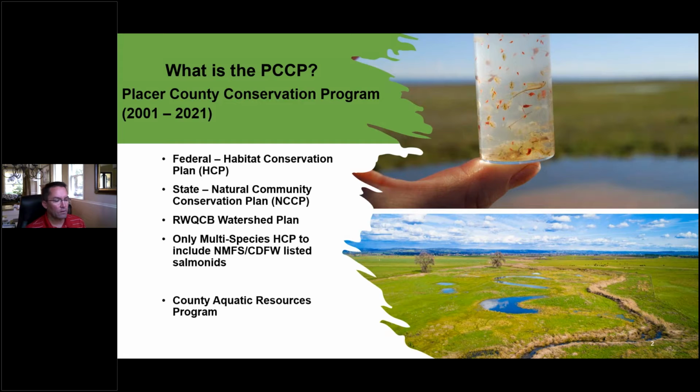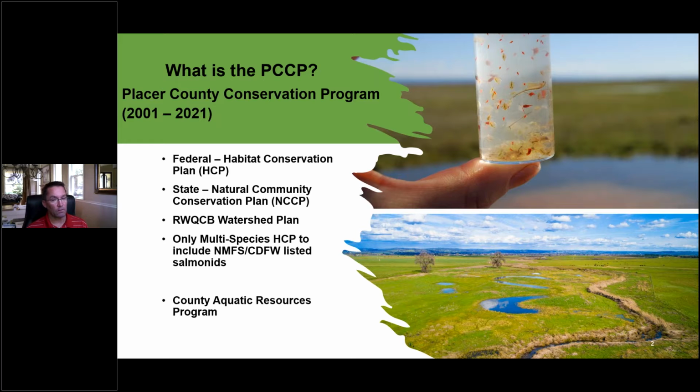So the Placer County Conservation Program, as I mentioned, is a habitat conservation program. It's a federal habitat conservation program under the Endangered Species Act. It's also a state Natural Communities Conservation Plan through the California Department of Fish and Wildlife. Because it is watershed based and includes a county aquatic resources program, it's also a watershed plan for the purposes of the State Water Board and the Regional Water Control Board.